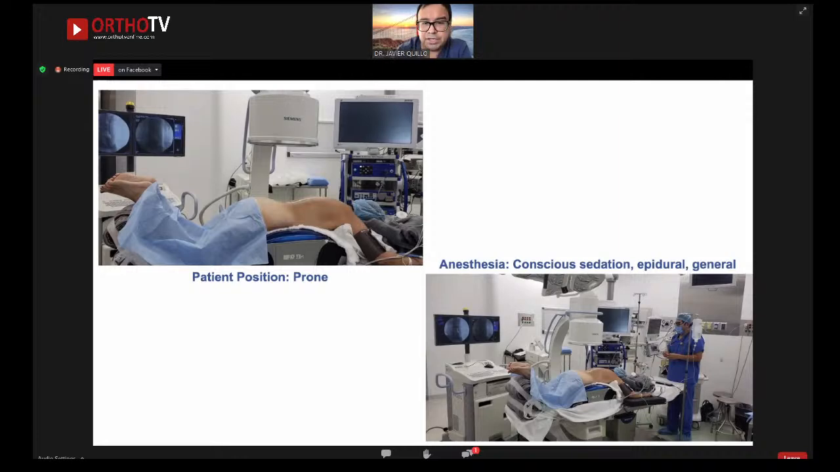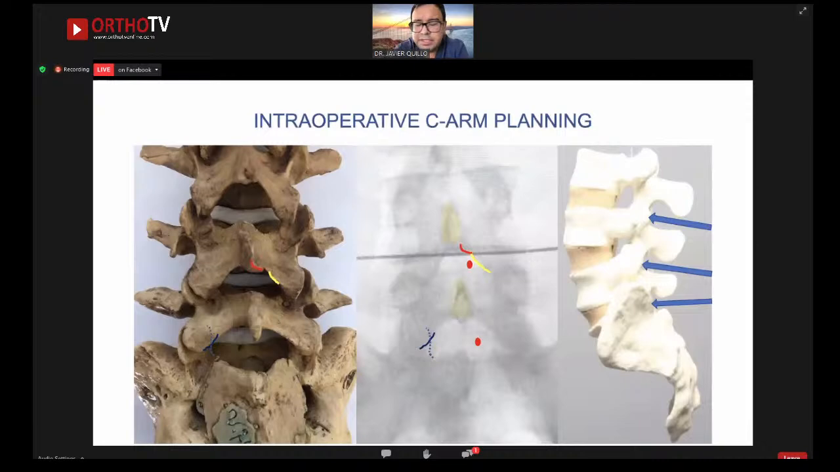The intraoperative C-arm planning is very important. You know the anatomical concepts in your mind, then you observe these landmarks in the imaging in a true AP view, and then you recognize very clearly the interlaminar space, and then you address your approach. And the things that are in your mind, you need to see through the endoscope in the surgical procedure.